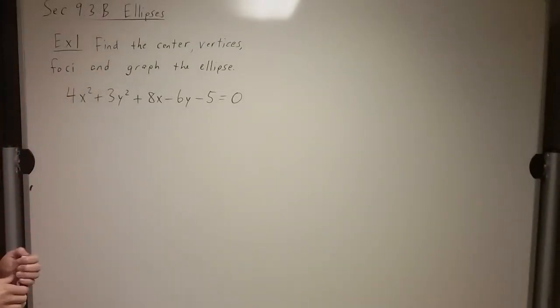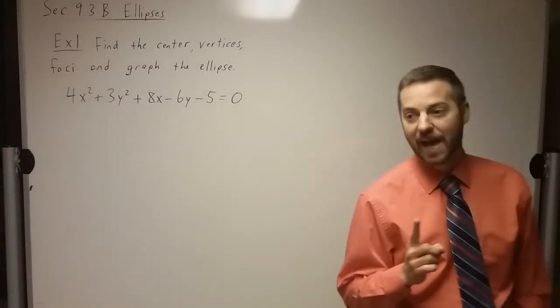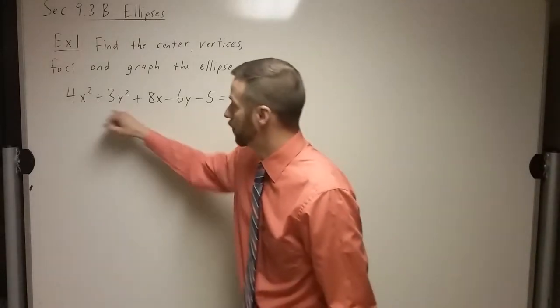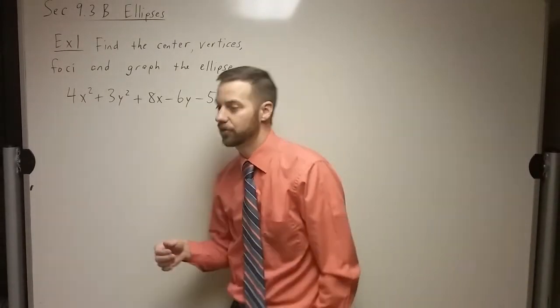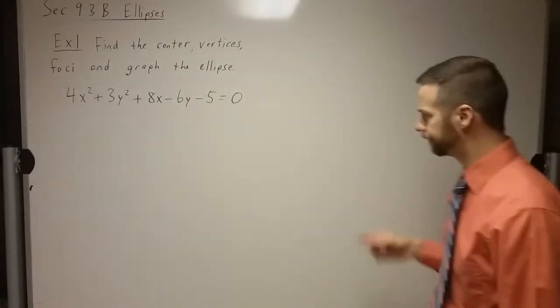So to do this, we're going to use the process we did the other day where we complete the square. The difference is when we completed the square with parabolas, we had to complete the square with one variable because we only had x's squared or only had y squared. In an ellipse, x and y are both squared. So we're actually going to have to complete the square with the x's and complete the square with the y's. So let's get to it.